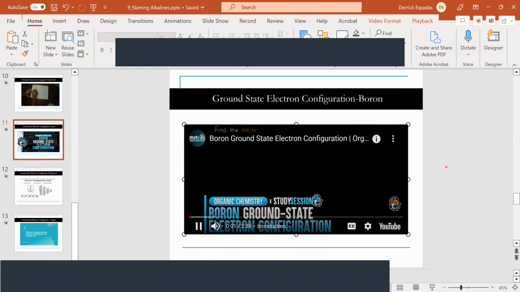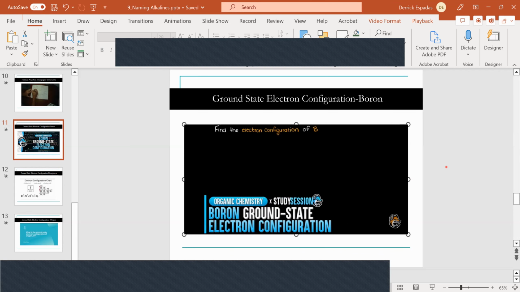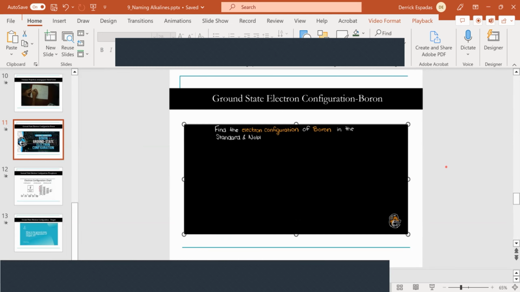Hey everyone. We are asked to provide the ground state electron configuration of boron in the standard and noble gas notation. So I recommend you take a minute now and try to solve this problem on your own before we go through the answer together.